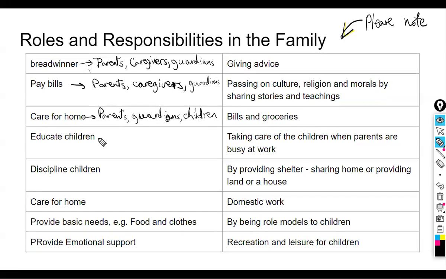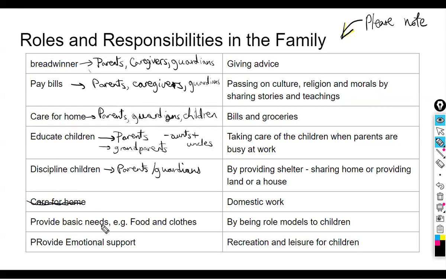Okay, educate the children. Parents. I'm going to add here grandparents too, but it's the same as saying guardians and children, right? But grandparents teach morals, teach values, auntie and uncle as well, right? Discipline the children, usually the parents and the guardians, right? Care for the home, we already have that, so that's twice, don't need that again.